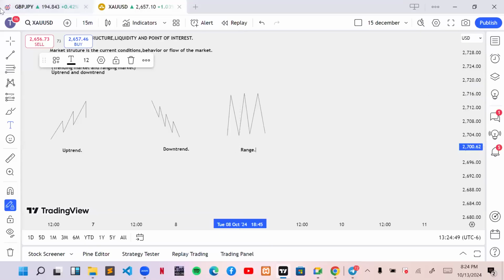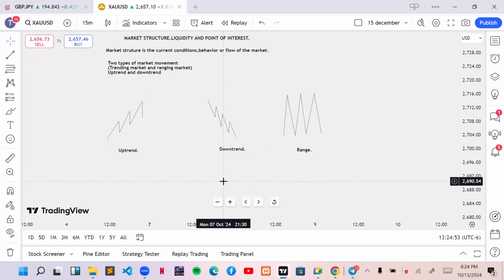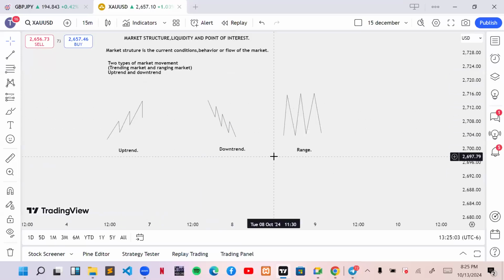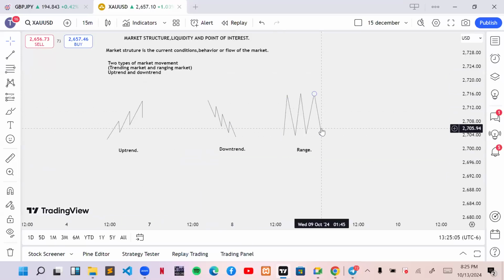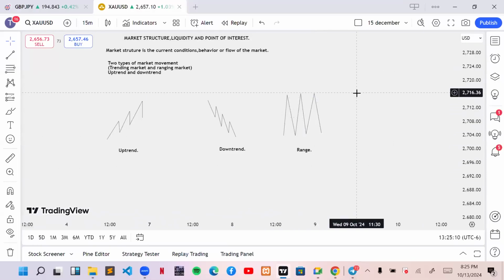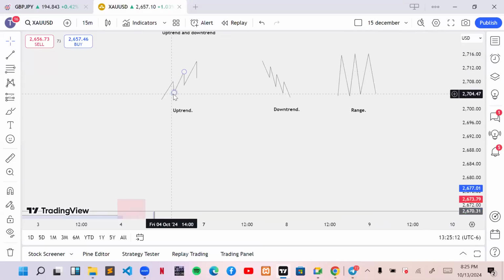So these are the three market movement types: the uptrend, the downtrend, and the range. When the market is approaching a particular point, there's always a particular pattern that it follows. It's either in an uptrend, a downtrend, or a range. It moves similar to these three types of market movements. So this is an uptrend, this is a downtrend, and this is a range.